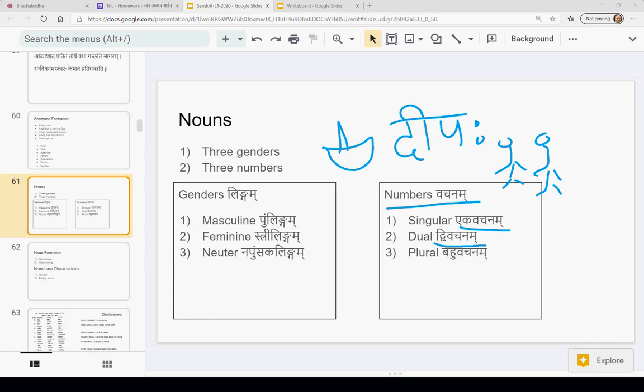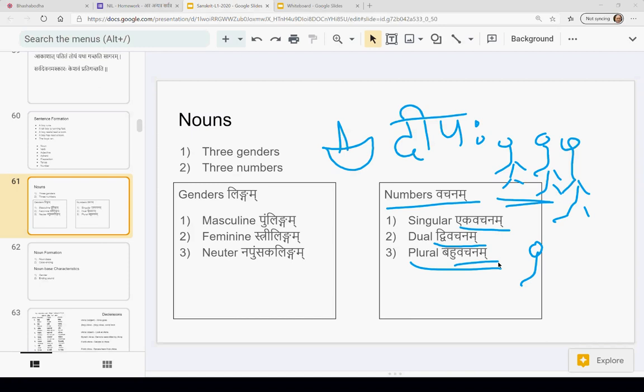There is a word for two also in Sanskritam, dvi. But the word form for balakaha also changes to balakau if it is dual, dvivachanam, if there are two objects. Similarly, every noun has a singular form, a dual form, and also a plural form, bahuvachanam. If there are more than two, we will use the bahuvachana form, or plural form.